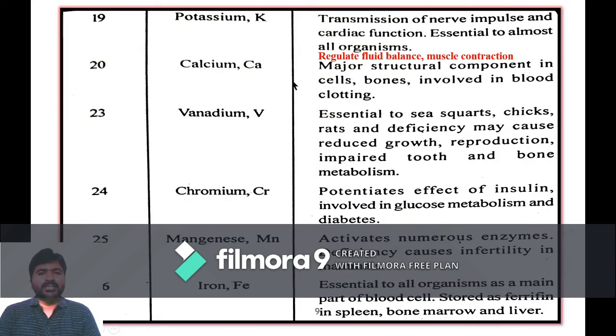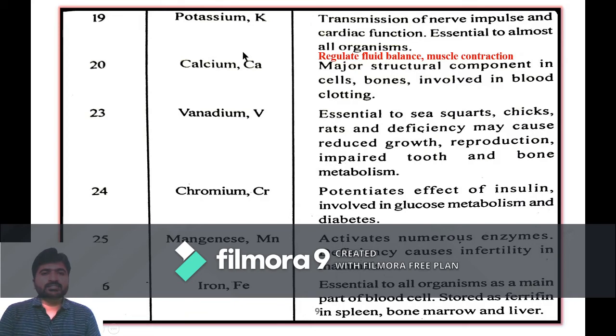So the next element is potassium. Potassium is also one of the very important elements, useful in the transmission of nerve impulses as well as cardiac function, and it is essential in almost all types of organisms. Again, potassium, just like sodium, regulates the fluid balance, because sodium and potassium both regulate the fluid balance. How they regulate it, we are going to discuss in the sodium potassium pump. That is one of the very interesting points that we'll discuss in the next module. Then potassium is also helpful in muscle contraction. Whatever the contraction of the muscle, that is also regulated by potassium.